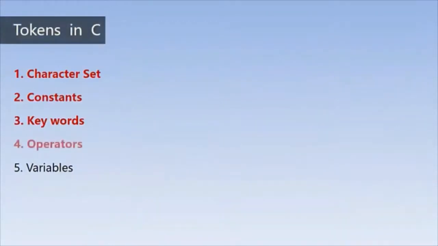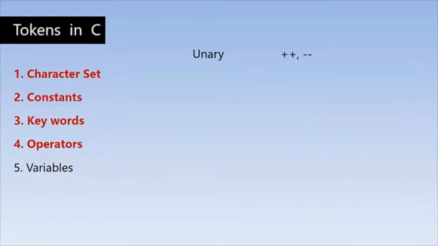Okay. Next, the operators. Operators are for operations. Let us look at the types of operators. These are the unary operators, a pair of plus and a pair of minus. So there are two unary operators, plus plus and minus minus. Plus plus is called the increment operator and minus minus the decrement operator. In our future classes, we are going to use them and you will understand exactly what they are. And the equal symbol is called the assignment operator in C language.